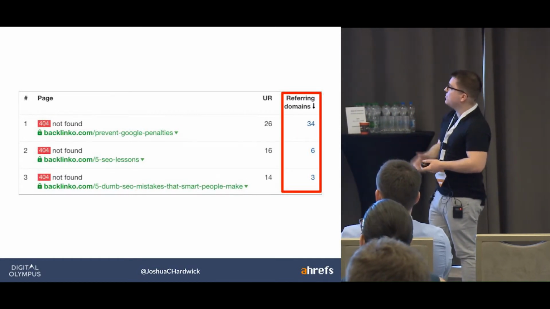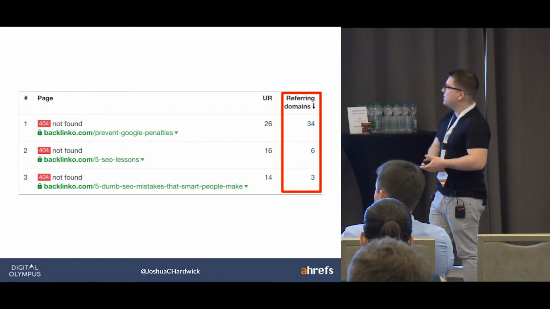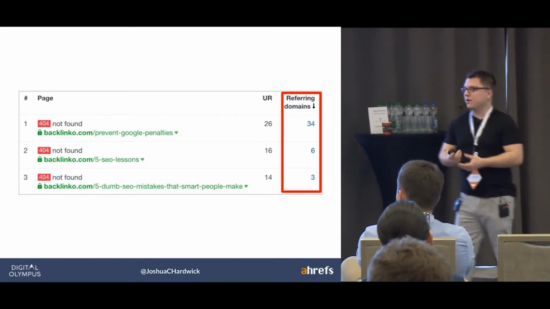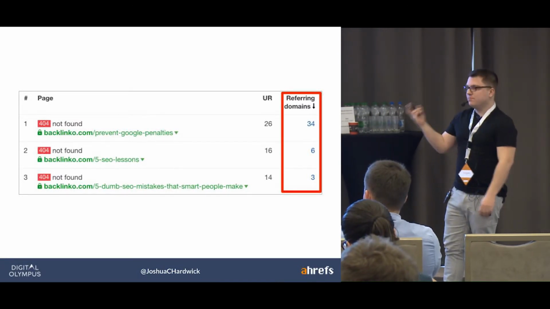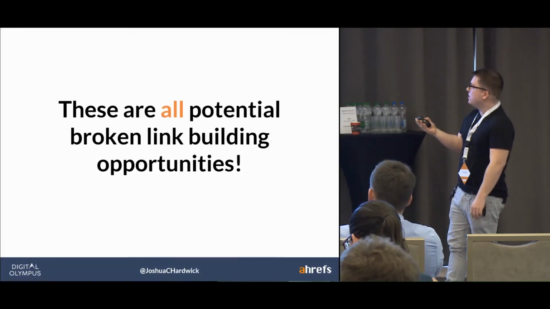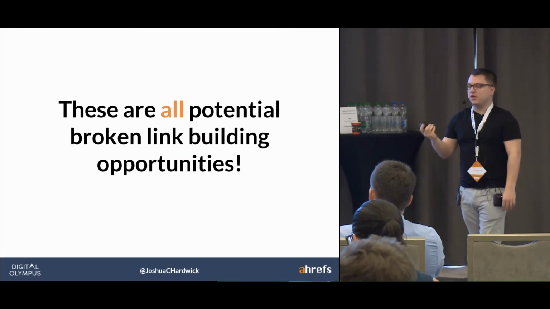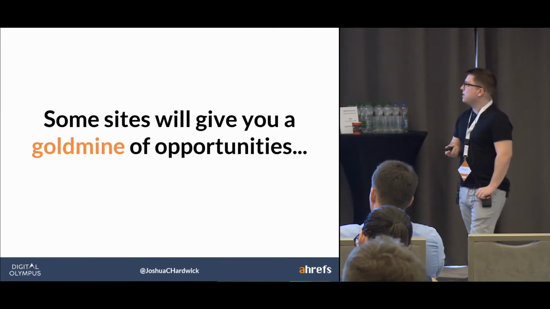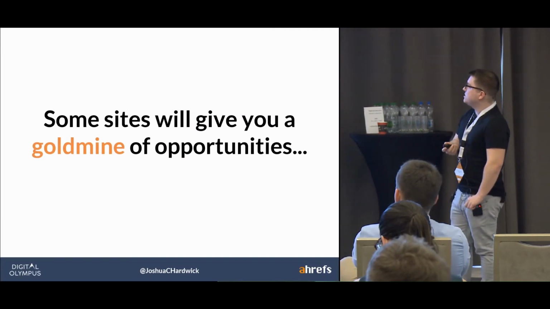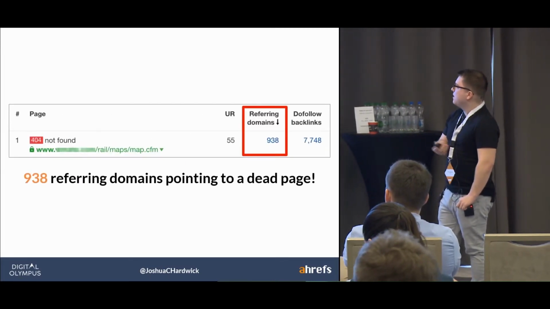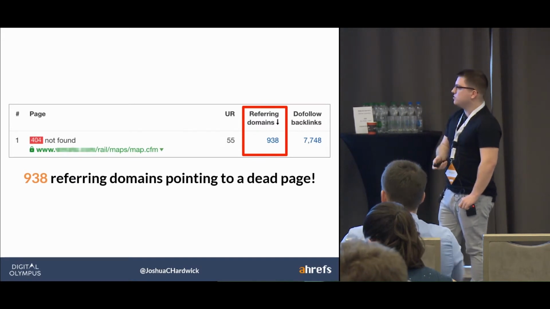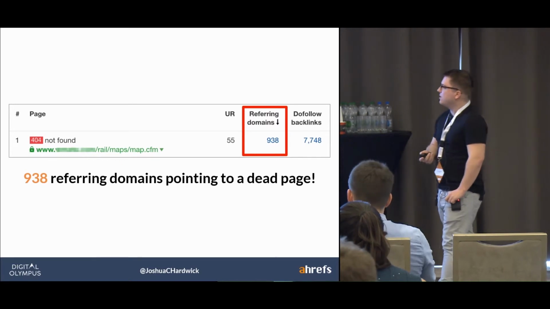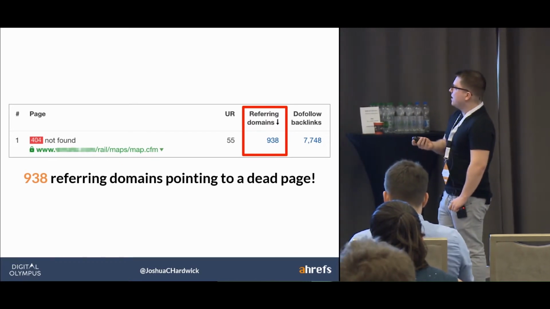So you can see there, I've just put Backlinko in, and that's how I found that example before, because you can see we've got 34 referring domains to that first post. Anything that comes out of that report is a potential broken link building opportunity, because it's a dead page, we've got people linking to it, so we could recreate it if we wanted. And you can find some crazy opportunities by doing that. Just one there with 938 referring domains to a dead page, which I think is the one that I used for a client a bit ago.